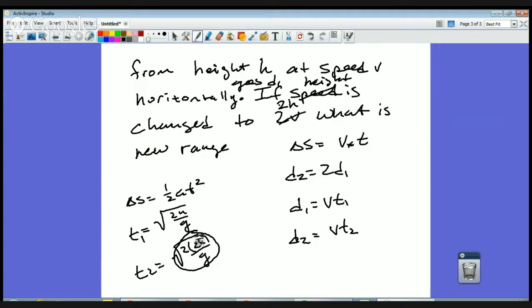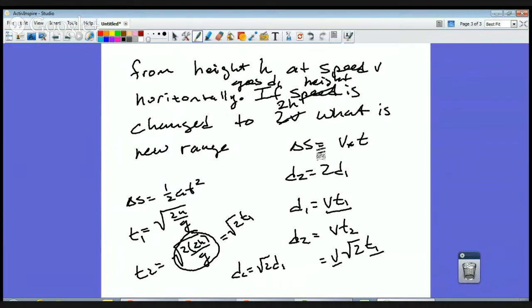Well, I've got an extra 2 in there, so this is the square root of 2 times t1, and then I would just put that in here, make t2 equal to the square root of 2 times t1, and then I see that d2 is just d1, right? V times t1, v times t1 with an extra square root of 2. So d2 is equal to the square root of 2 times d1. So that's one way to do it.